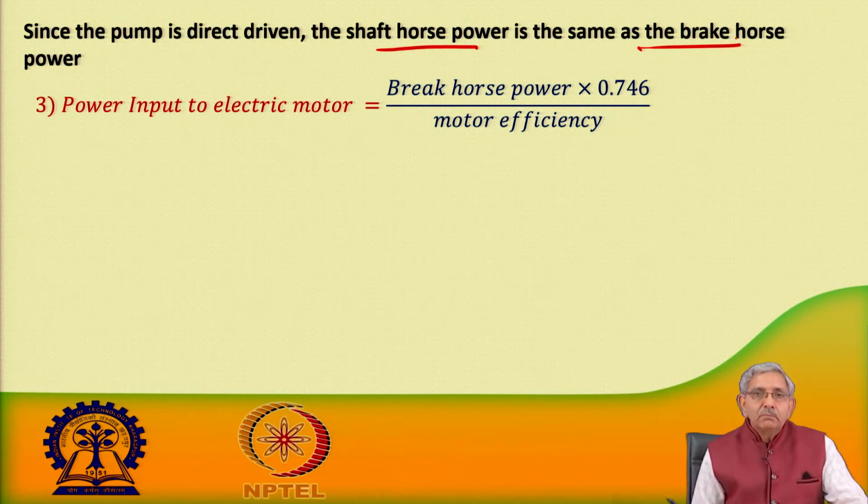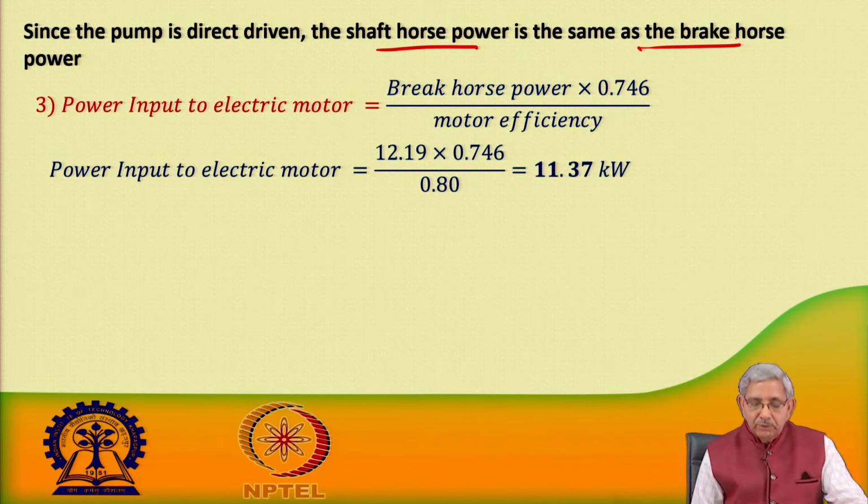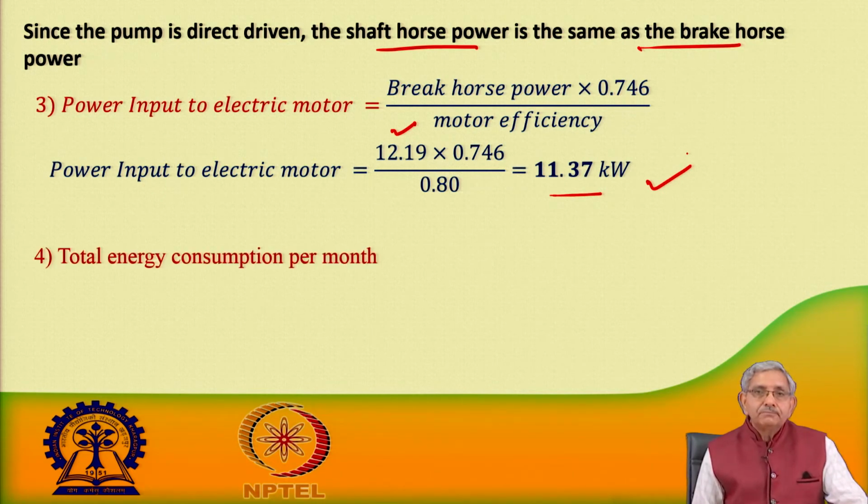Now we want to know the power input to the electric motor. The power input to the electric motor in kilowatts we can get as brake horsepower multiplied by 0.746 divided by motor efficiency. We already have the brake horsepower, the same as the shaft horsepower, multiplied by 0.746 divided by 0.8. This is the power requirement to operate the motor.